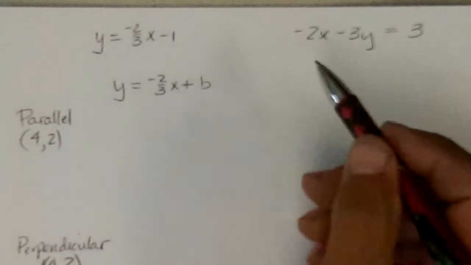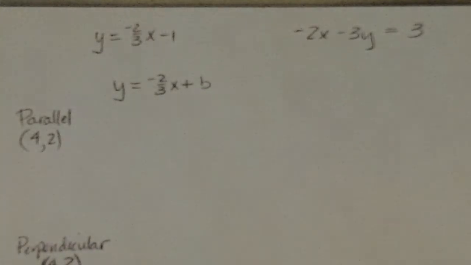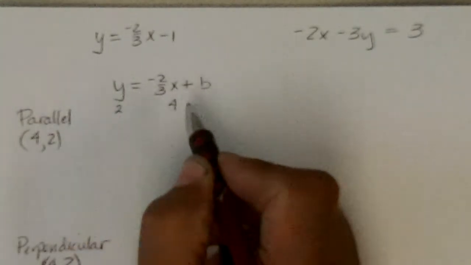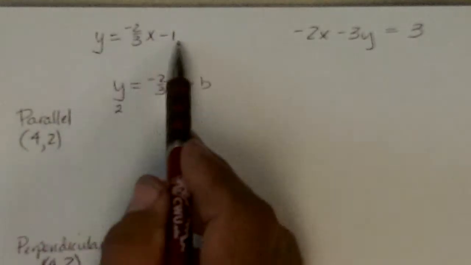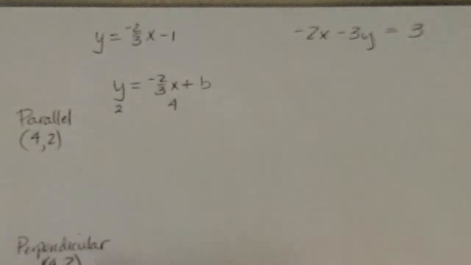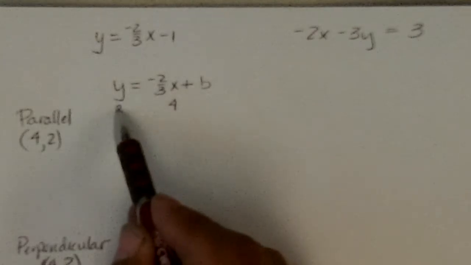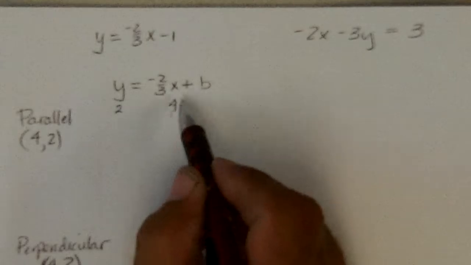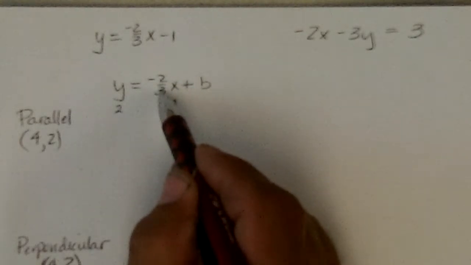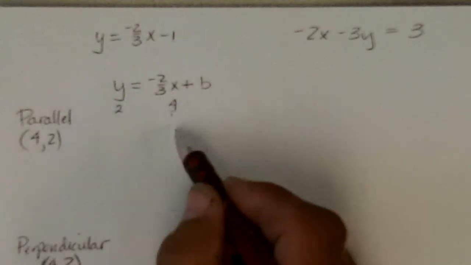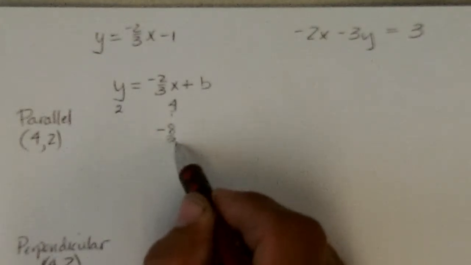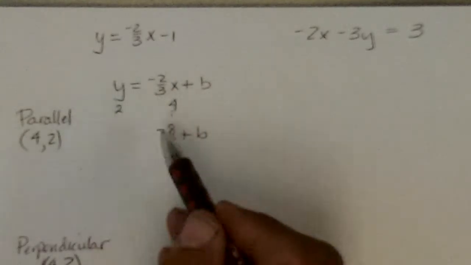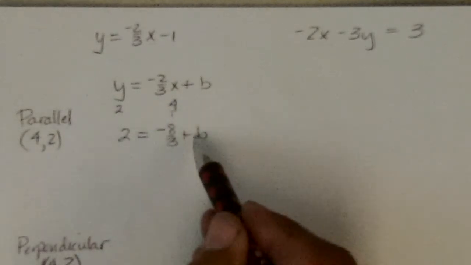Now if it's going to go through the point (4, 2), we'll put in 4 for the x and 2 for the y. If I said make a line parallel to this through this point, that's what I'm trying to do here. We've got to find b, so that's 4 over 1 times negative 2 over 3, which is negative 8/3, plus b. The 4 is the x, so there's no x here, and 2 is the y.